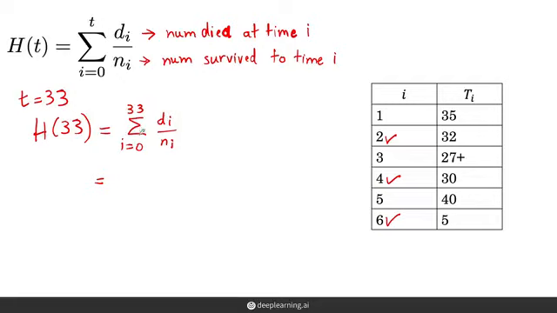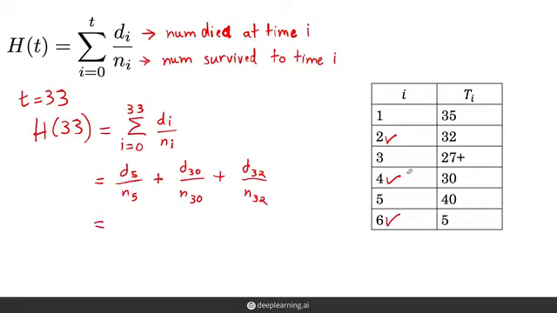And so let's look at this sum. Now we have the sum from 0 to 33 of d_i over n_i, but we know that d_i is only non-zero for these 3 event times. So we can represent the sum as first d5 over n5, because our first event is at 5. Our next event is going to be at 30, so it's d30 over n30. And our next event after that is at 32, so d32 over n32. And let's compute each of these quantities.